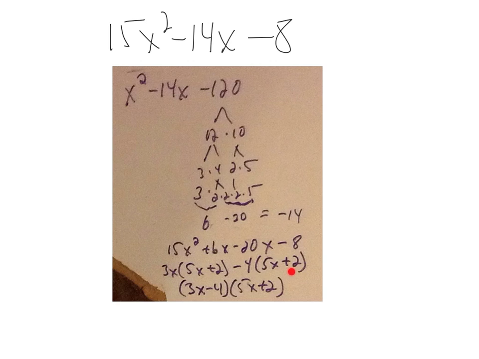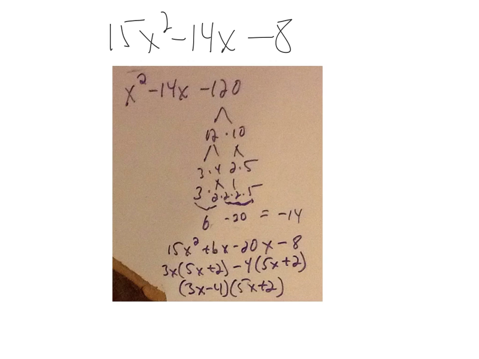And then I knew I wanted to get a 5x plus 2 here so I could factor something out. So I said, oh, well, I can just factor a -4 out of the -20 and a -4 out of the -8. That left me the 5x plus 2, which is a common factor. Factor that out. What's left is the 3x minus 4. So that's how you do this with factoring by grouping.